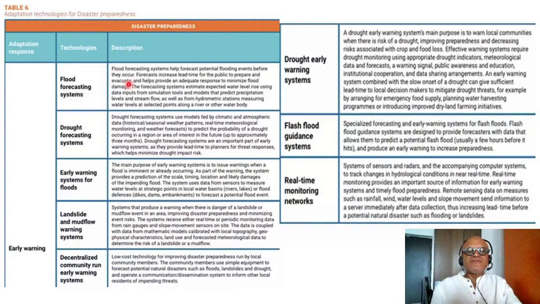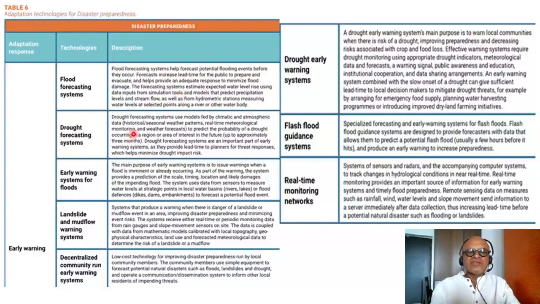Flood forecasting systems. Flood forecasting systems help forecast potential flooding events before they occur. Forecasts increase lead time for the public to prepare and evacuate and help provide an adequate response to minimize flood damage. This is similar to cyclones and so on, and the advancements in cyclone forecasting, I would say, is somewhat better than flood forecasting, because how a heavy rainfall event becomes flood is not always very straightforward. It depends on many factors like the built environment, land use, vegetation, slopes, and so on and so forth.